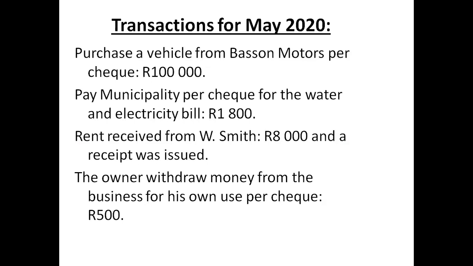Purchase a vehicle from Bason Motors per check, 1,000 rand. Okay, so it will be vehicles and bank will be the two accounts here. Pay municipality per check for the water and electricity bill, 1,800. Rent receipt from W. Smith, 8,000 rand, and a receipt was issued. The owner withdraws money from the business for his own use per check, 500 rand.